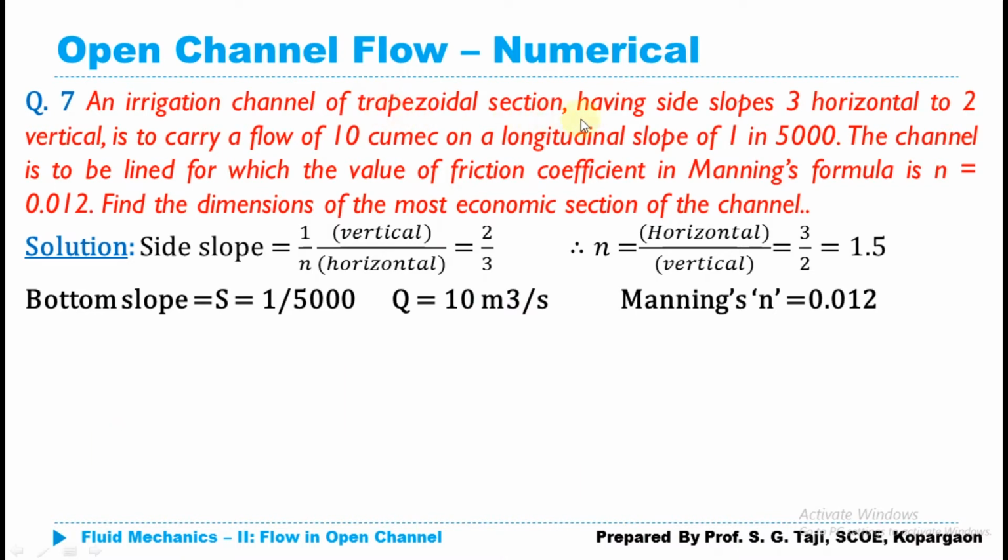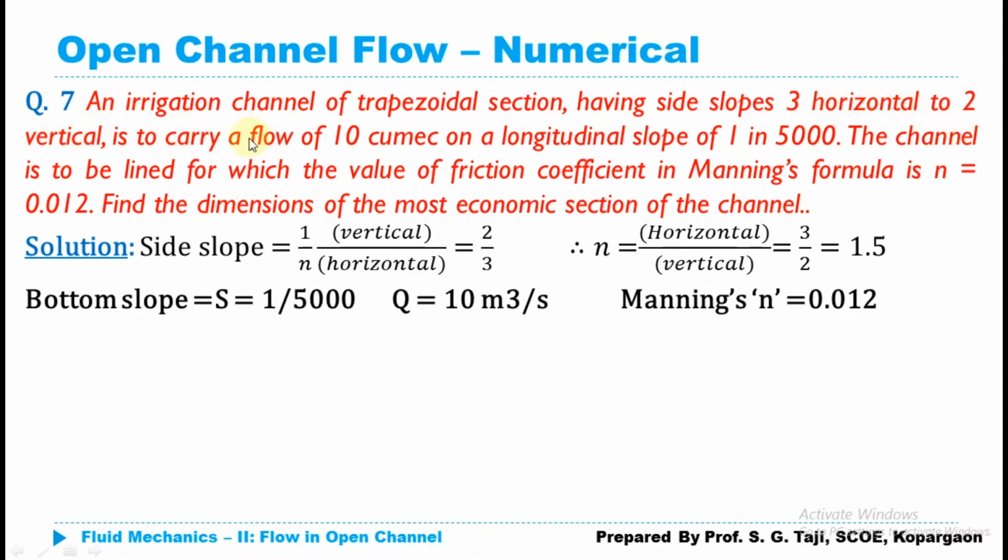An irrigation channel of trapezoidal section having side slopes 3 horizontal to 2 vertical is to carry a flow of 10 cubic meters per second on a longitudinal slope of 1 in 5000. The channel is to be lined, for which the value of friction coefficient in Manning's formula is n equal to 0.012. Find the dimensions of most economical section of the channel. So it is given that the irrigation channel has a trapezoidal shape and side slopes 3 horizontal to 2 vertical, that is, n is given as 3 upon 2.